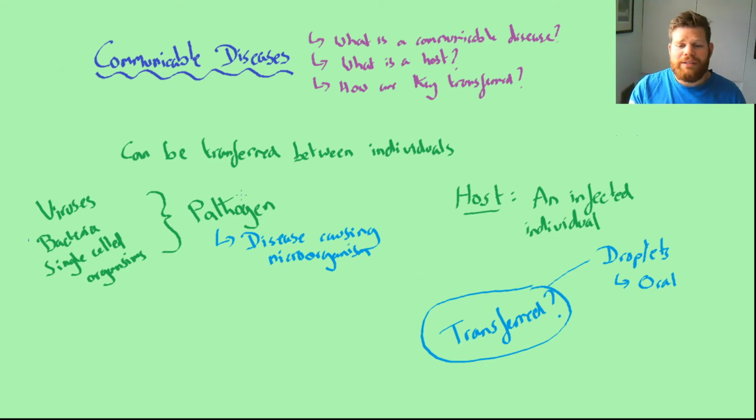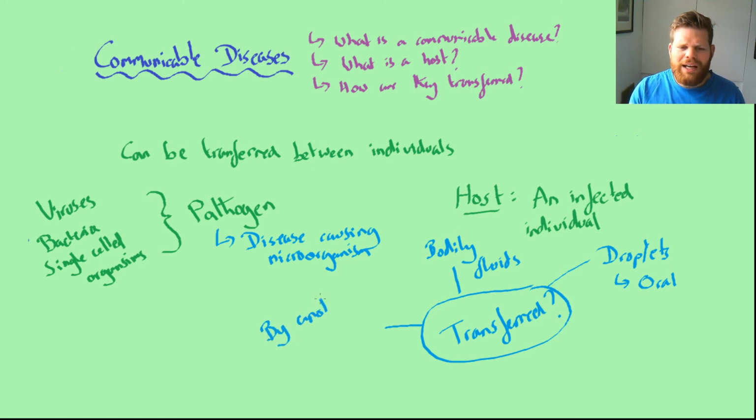Some communicable diseases can be transferred by bodily fluids. This is certainly one way in which sexually transmitted diseases are transferred between people, through the transfer of bodily fluids. Other things could be blood, so infected blood can infect somebody else. Another way that these pathogens can get from one person to another is by being transferred by another organism.